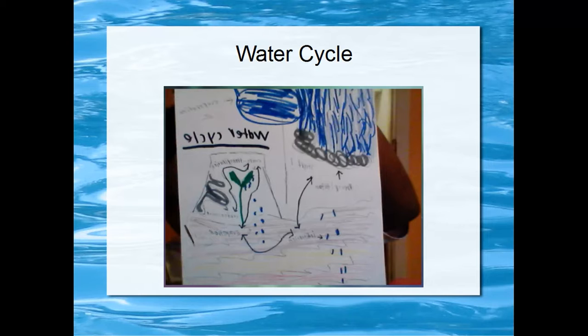So the waterfall, which is the starting place, is the precipitation, and I put little raindrops to represent the water going down into the earth, and that's called infiltration. But some of the water stays on the top of the land, and it gets soaked up by plants, which is evaporation.